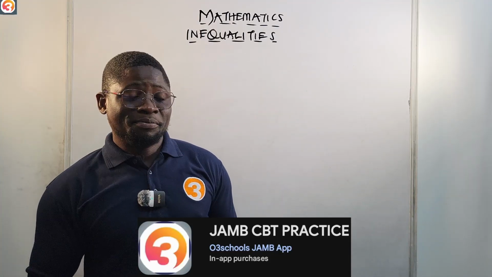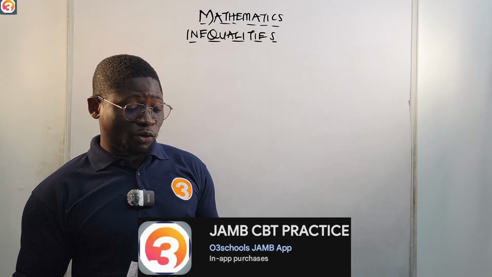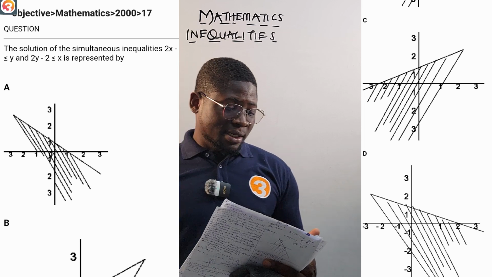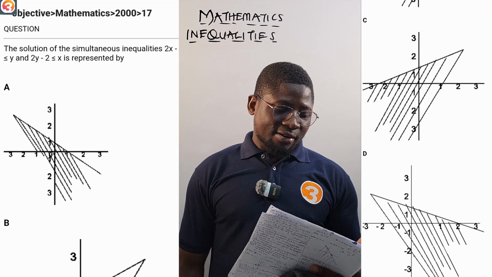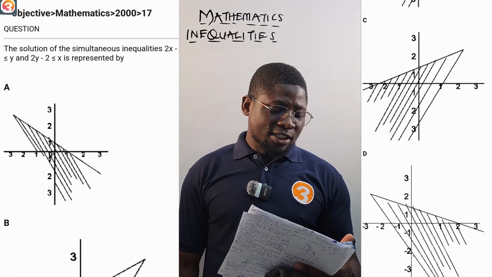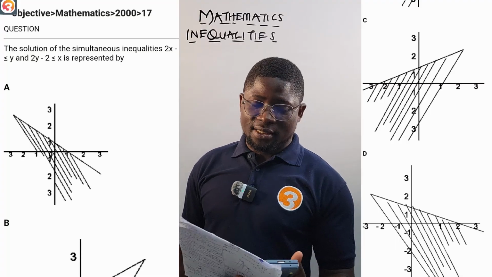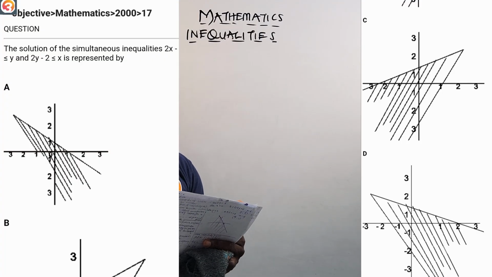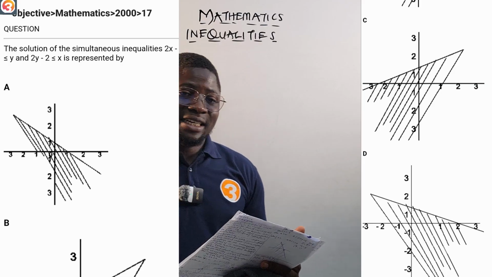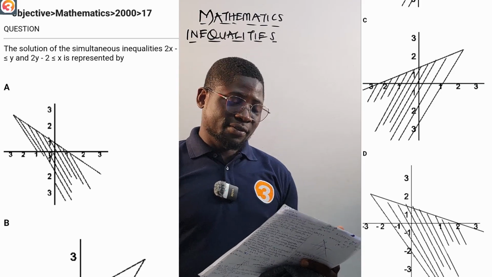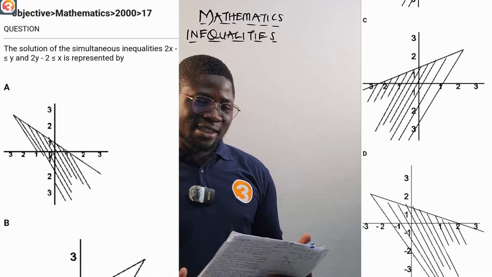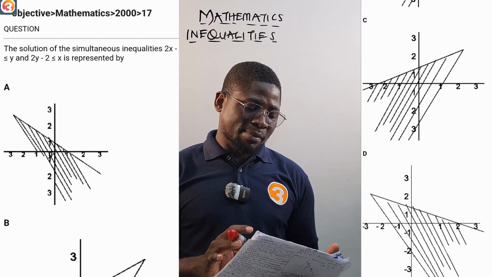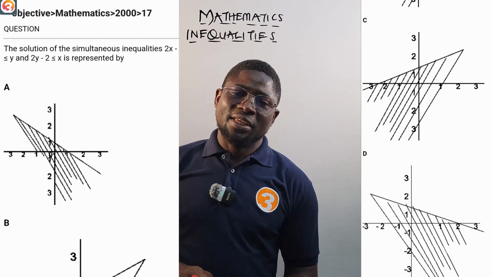Let us see a question from the app. This is a year 2000 question, number 17, being displayed on your screen right now. This is a question that borders on graphical inequalities. It says the solution of the simultaneous inequalities 2x minus 2 less than or equal to y and 2y minus 2 less than or equal to x is represented by, and you are seeing graph A, B, C and D also. So we're looking for which of these graphs is represented by the simultaneous inequalities that have been given to us in the question.